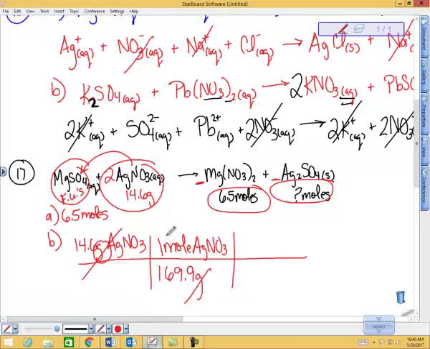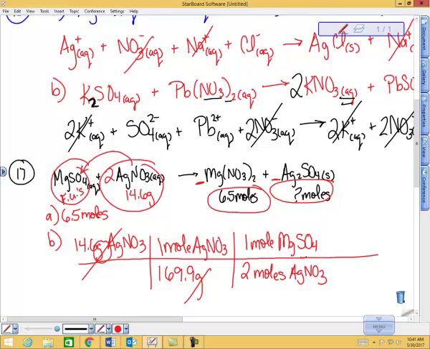So now come and look at your balanced reaction. For every 2 moles of AgNO3, there's 1 mole of magnesium sulfate. Cross cancel with the same substance. So if this is silver nitrate on the top, you have to have silver nitrate on the bottom. And looking at that balanced reaction, there should be 2 moles of silver nitrate for every 1 mole of magnesium sulfate. And this will cross-cancel moles AgNO3.